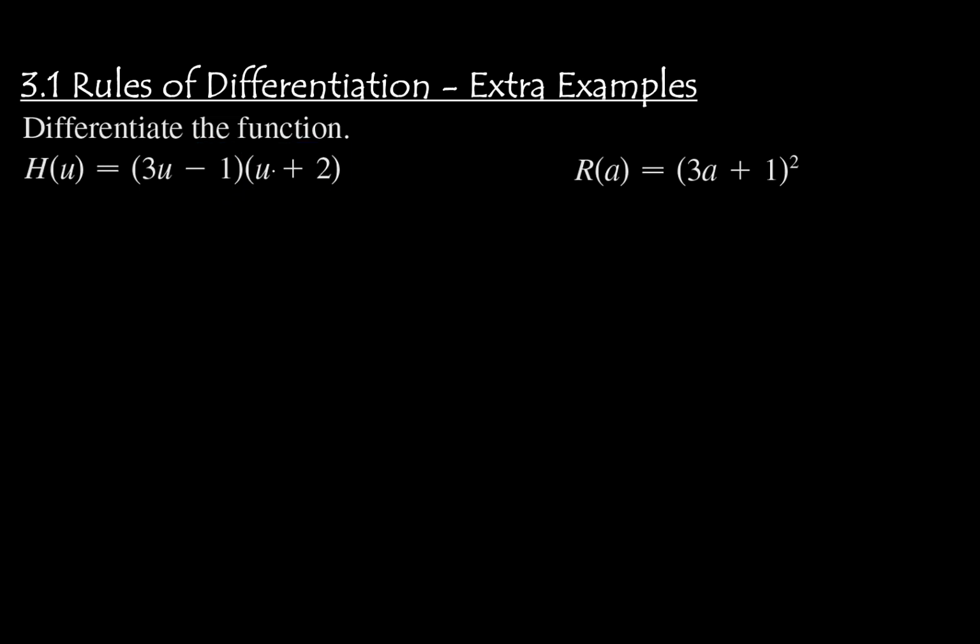So what you need to do is multiply it first. So FOIL it out, or distribute, or however you think about it. All right, so when I FOIL this out, I'm going to get 3u squared. And then I've got negative u and plus 6u, so it's going to be plus 5u. And then negative 1 times positive 2 is going to give me negative 2.